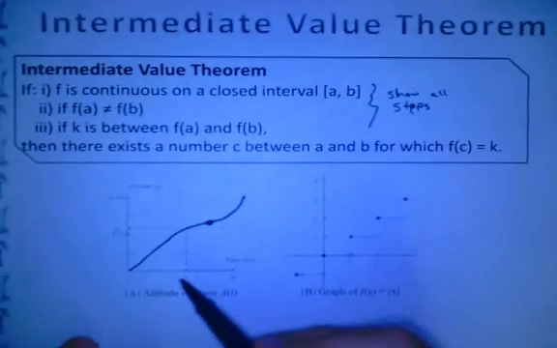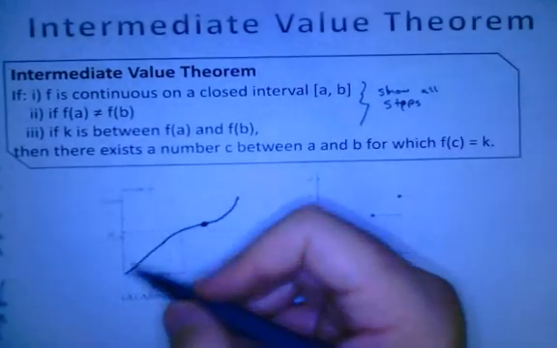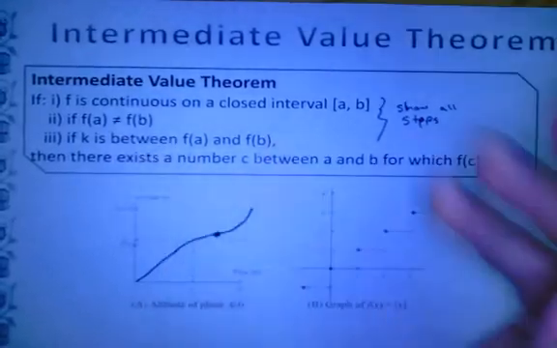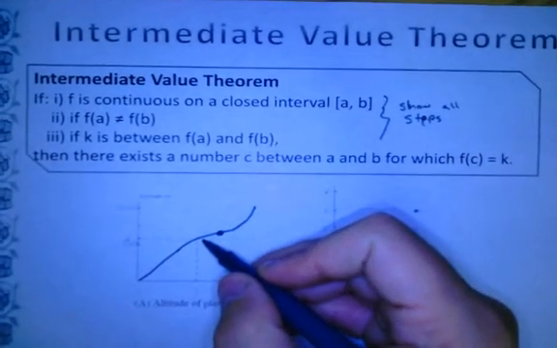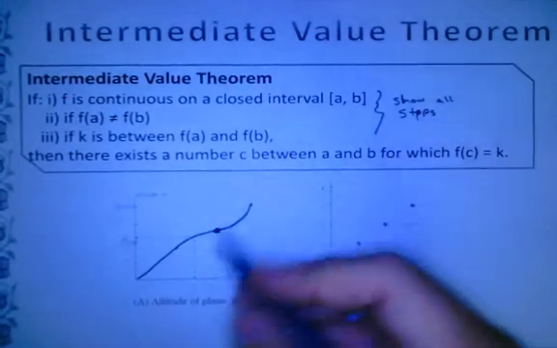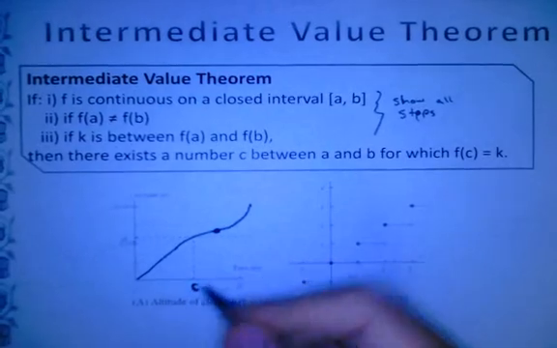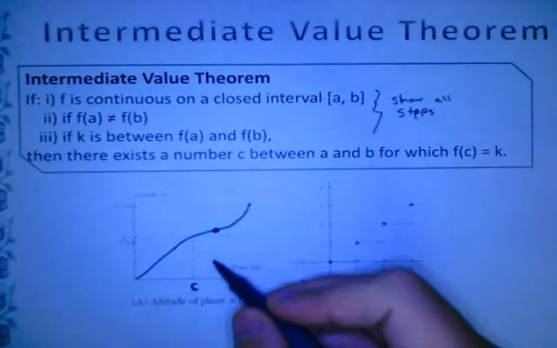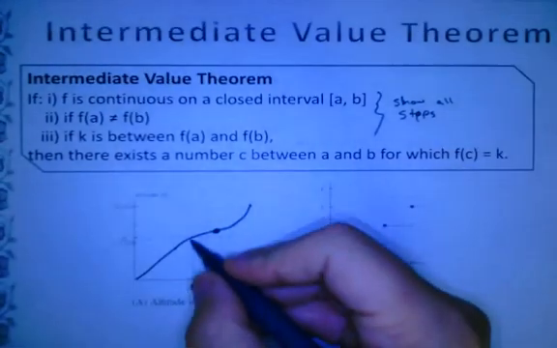And if you look again at the altitude of the plane, it's continuous, so it checks off 1. The endpoints are different, checks off 2, and then it touches 5,000 between the 2 points. That checks off 3. So then the conclusion is there's a number c. It doesn't really say, I'm just going to write down a c right here. There's a number c right here, which is between a and b, for which f of c equals k, as the statement says.